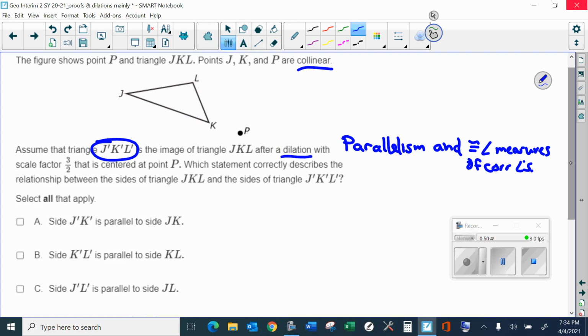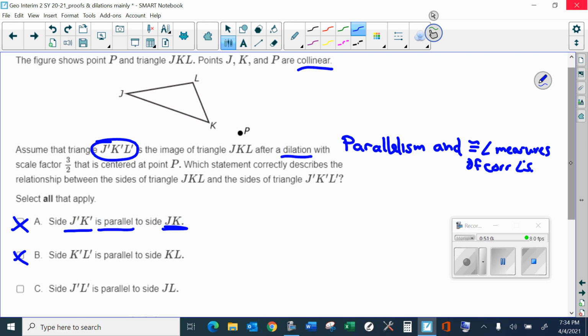Okay, so it says select all that apply. So you don't have to draw it, you just have to know what the properties are. So side JK and J prime K prime is parallel. There's our parallelism. It's got to be the same one. Yes, true. Side KL is parallel to K prime L prime. Yes.